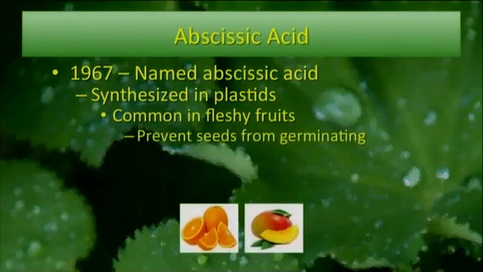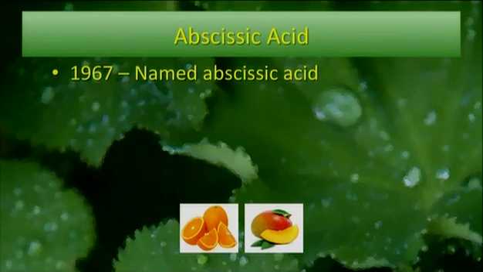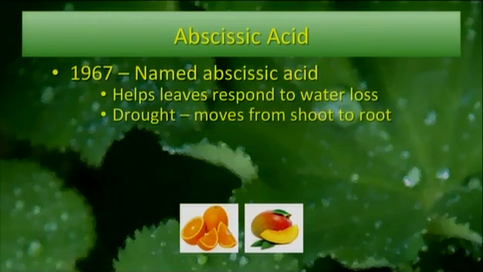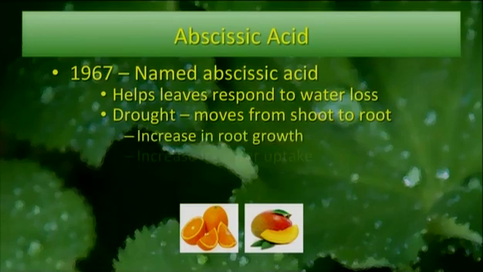They help prevent seeds from germinating. They keep them dormant. They inhibit cell growth. And they help leaves to respond to the loss of water. Also during drought, it moves from shoot to root to help preserve root growth, increase root growth, to increase the water uptake.